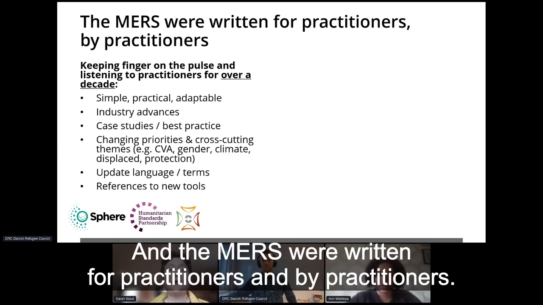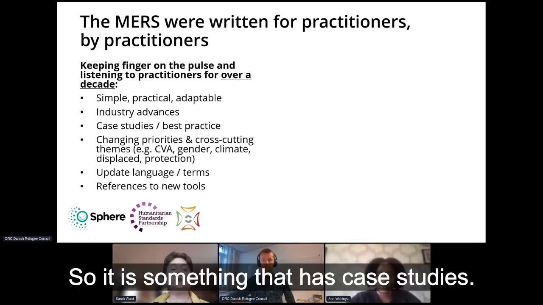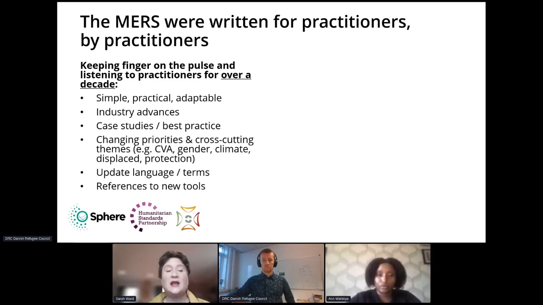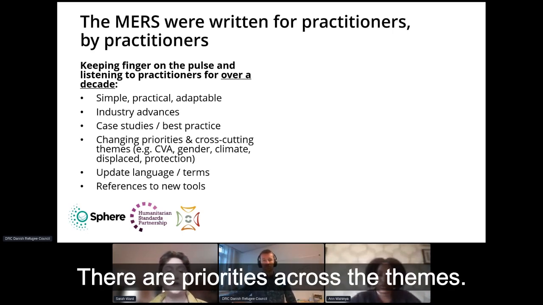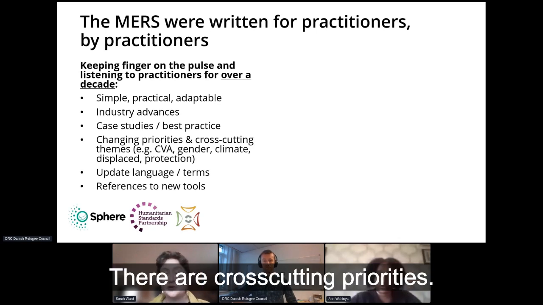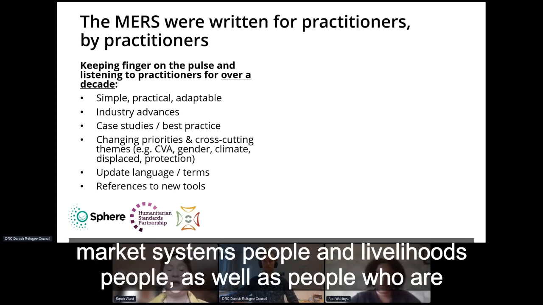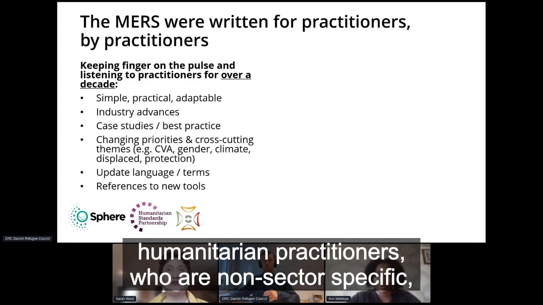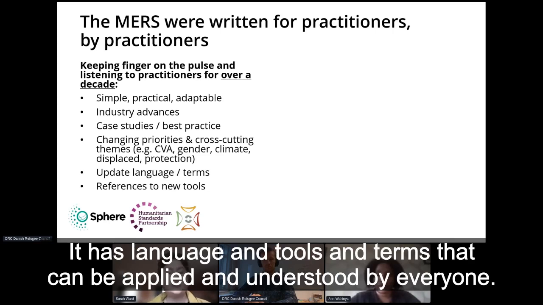And the MERS were written for practitioners and by practitioners. That is one of the things that I think, in the standards and as part of SPHERE, was really important. It has case studies and best practices in it. It is written with the simplest language possible. There are priorities across the themes, and cross-cutting priorities. There's language that can be clear to both market systems people and livelihoods people, as well as humanitarian practitioners who are non-sector specific, people who work across emergencies, regardless of the technical sector. It has language, tools and terms that can be applied and understood by everyone.